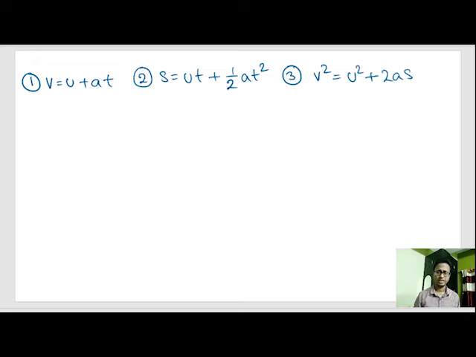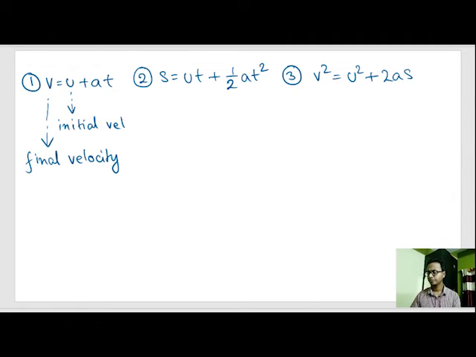Nothing more, nothing less. Where v is the final velocity, u is nothing but the initial velocity, and a is nothing but the acceleration.